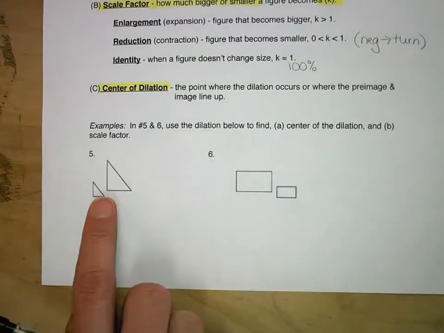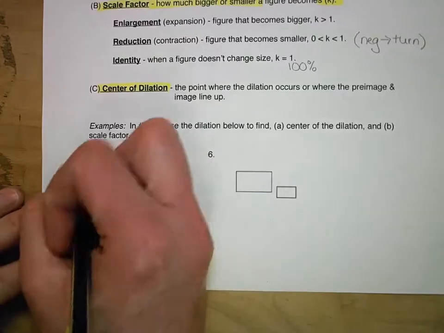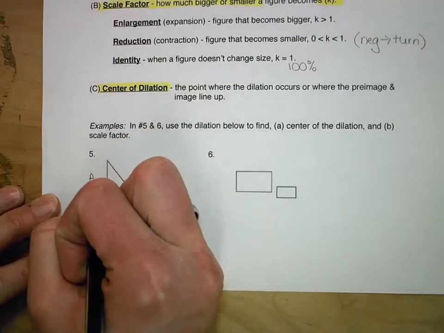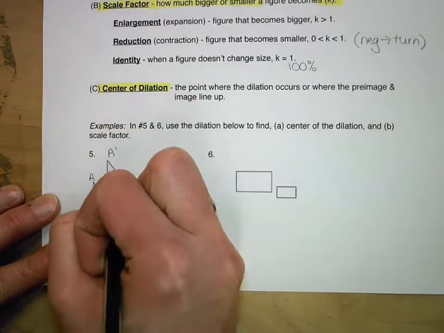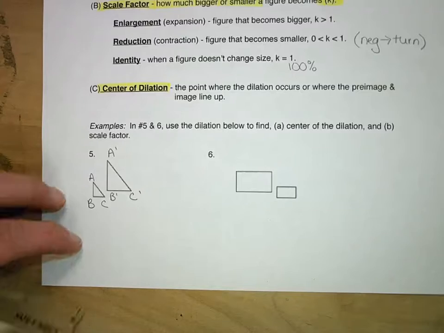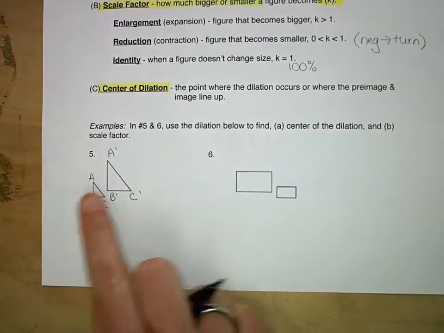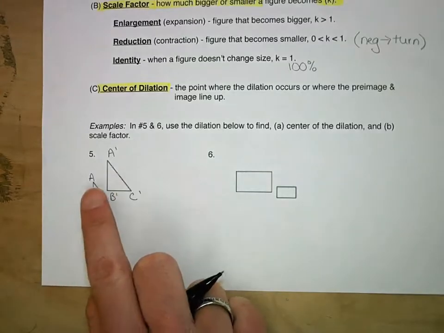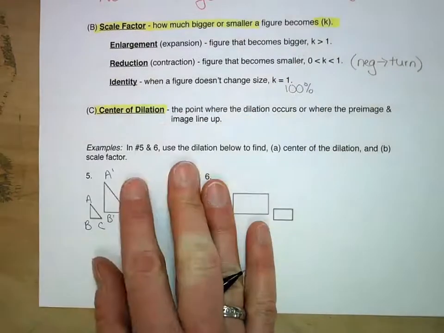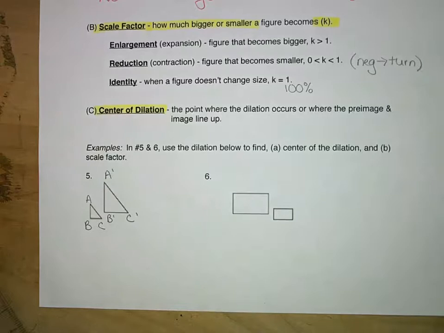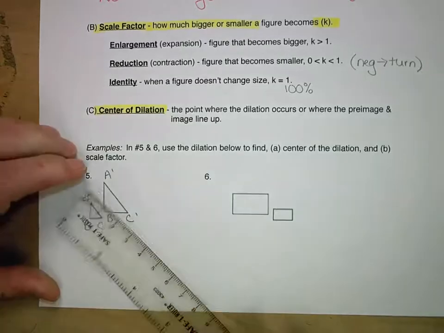So these should be labeled on your paper. I think I forgot to label them on mine, but I'll go ahead and label them right now. So they should be already pre-labeled on yours, okay? What you can do is notice the prime, so you can tell this got bigger. So we know it's going to be bigger than 1, okay? So what we do is we just take a ruler and we just measure.